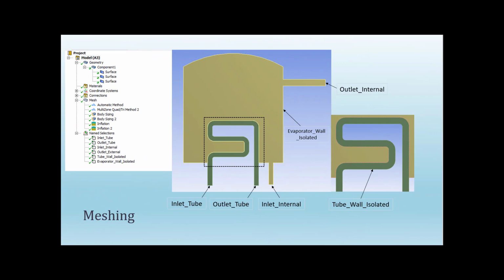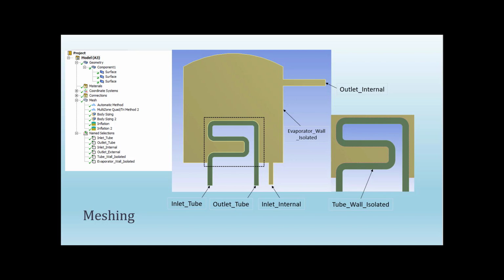In the meshing process, a very standard mesh was used. Particularly, inflations were prescribed at the walls in order to obtain a better prediction of the boundary layer. Also, body sizings were used in order to improve the accuracy of the model.